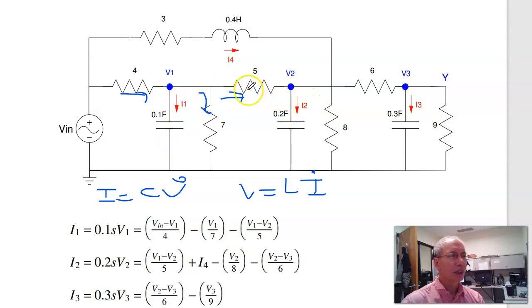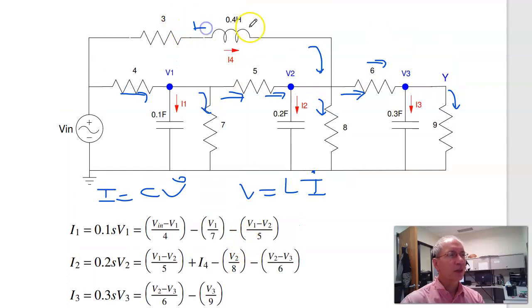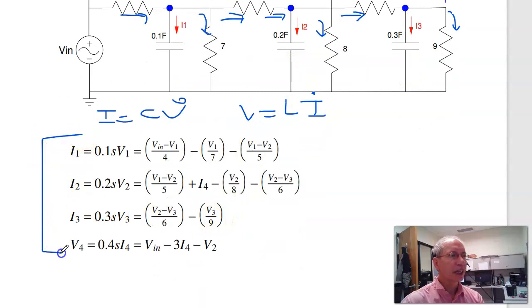For current I2 is the current from the left, V1 minus V2, plus this current, I4, minus this current, V2 over 8, minus this current, V2 minus V3 over 6. I3 is the current from the left, V2 minus V3 over 6, minus this current, V3 over 9. Then for the inductors, the voltage across it is L d I dt. So this voltage is Vn minus 3I4 minus V2. So those are the dynamics for this circuit.